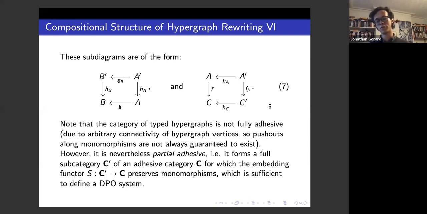But what we were able to do was to show that our category of typed hypergraphs is nevertheless partial adhesive, which means that there's an embedding functor from a full subcategory to some adhesive category, such that that embedding functor preserves the monomorphisms of that category. So all we have to do effectively is take the conventional definition of a double push-out rewriting system and just enforce the constraint that all the monomorphisms have to be preserved by the embedding functor, and we can translate all of the usual apparatus of algebraic graph transformations to this category of typed hypergraphs, which is effectively what we're doing. So that gives us a way to define in a purely compositional way what it is that we're doing when we apply these hypergraph transformations.